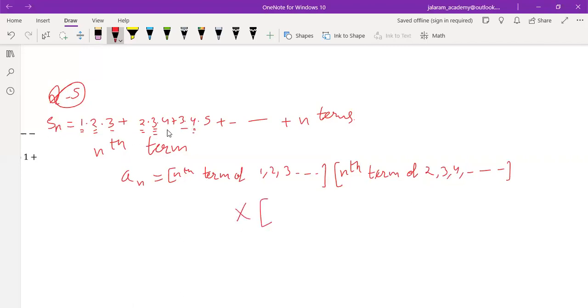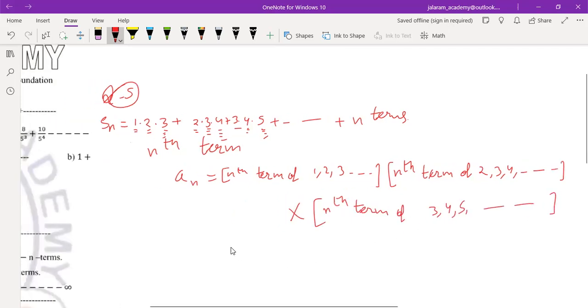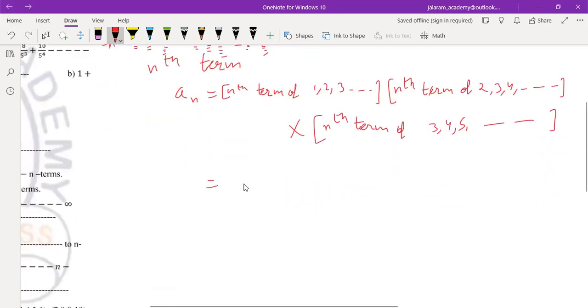the third, which is 3, 4, 5, the third series. So we find its nth term also: nth term of 3, 4, 5. And then we find their product to get the nth term of the given sequence. Nth term of 1, 2, 3: you can write it directly. First term is 1, second term is 2, third term is 3.